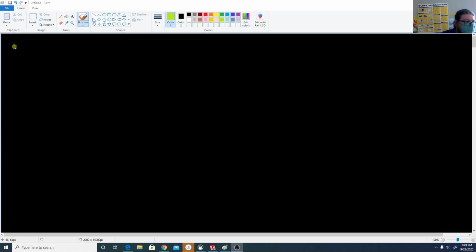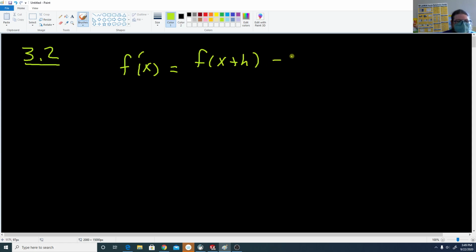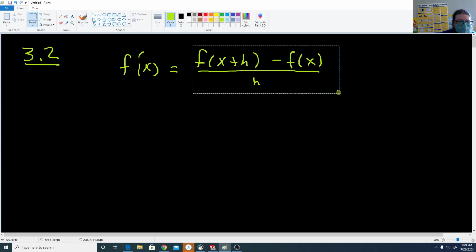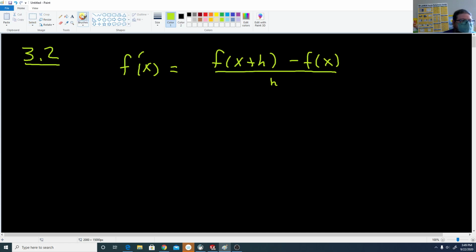All right, for section 3.2, we're going to start looking at the derivative as a function. So we're going to start in with a couple examples. We're going to be focusing on this form of the derivative: f prime of x equals f of x plus h minus f of x, all over h. Oops, I forgot the limit as h approaches 0 out front of that. So we create a little bit extra room, and we're going to throw limit as h approaches 0 out front.